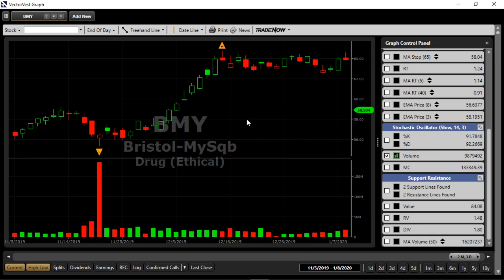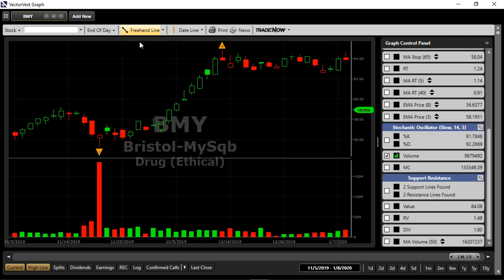You can take the same principles and apply it to the S&P if you wanted to, but we're going to use the VectorVest composite because it's our broad market index, similar to the S&P. If you like using the S&P, go right ahead, but we're going to use the VectorVest composite. So here's what a bullish flag looks like.